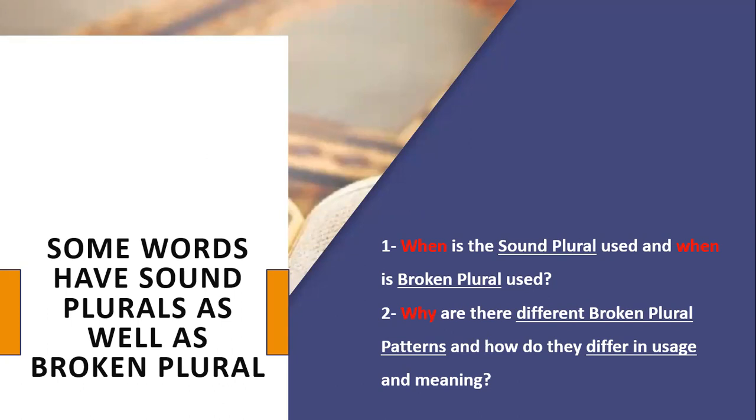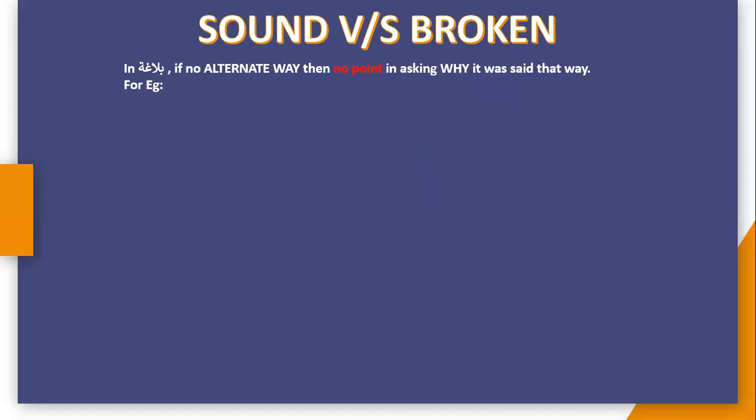Basically, if a word is following a particular pattern, why is it following that pattern in the text? So let's look at this. In balagha, if there is no alternate way, then there is no point in asking why it was said that way. Only when you have an ism which has a broken plural as well as a sound plural, so you have two options, two alternates, do you ask why one is used and not the other. That's the question; only then balagha will come. Otherwise, if an ism only has a sound plural, or only has a broken plural and does not have a sound plural, then this question will not arise.